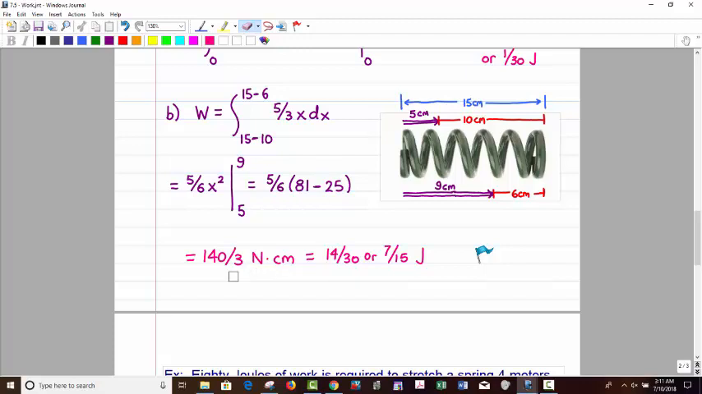and then multiplying it by 1 over 100 again to convert it to joules would make 14 over 30, which I then reduced to 7 over 15. I'm not big on it if somebody doesn't reduce it, but you may be in a situation where that's important. I'd have been perfectly happy with 14 over 30 joules.